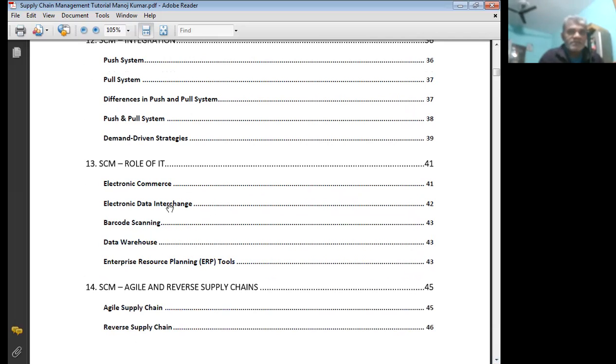Then the role of IT plays a major role in the supply chain. Electronic commerce, electronic data interchange, barcode scanning, data warehouses, enterprise resource planning tools. These are the roles of IT in the case of the supply chain.